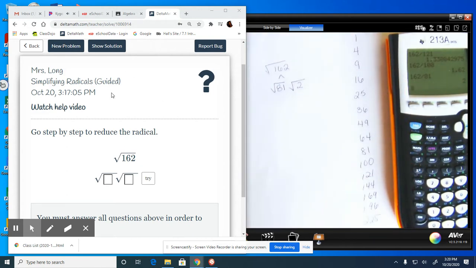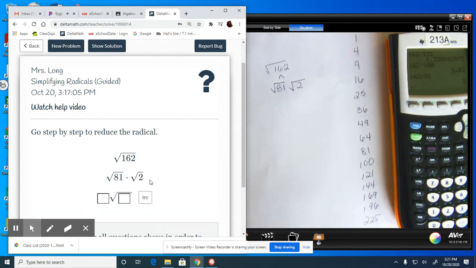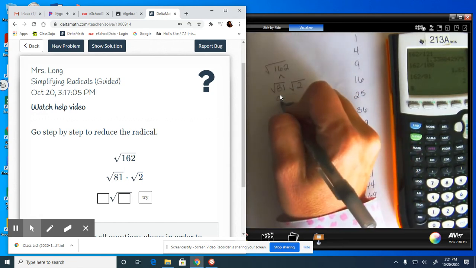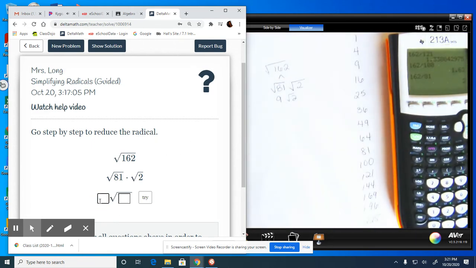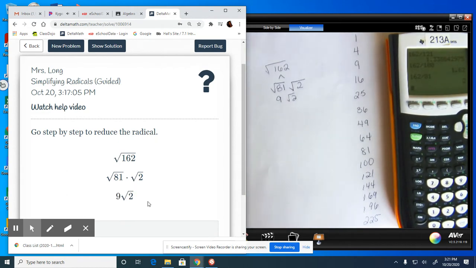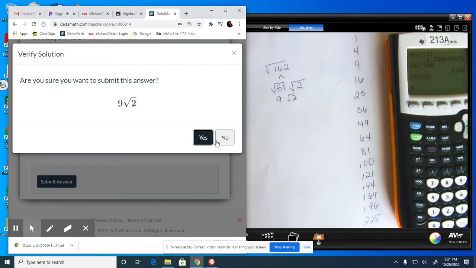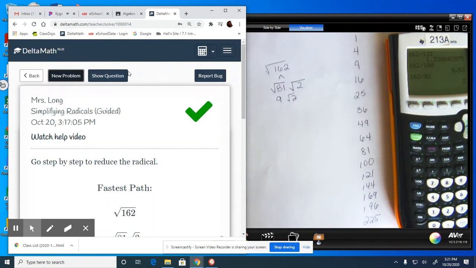Okay, so this section of simplifying radicals is guided, which means you're going to have to put in step by step. So we have 81 and radical 2. So I'm going to put 81 in the first one and 2 in this one, and I hit try. And I got it correct. So now it's going to set me up to go even further. So the square root of 81 in this case would be 9, and the radical 2 stays the same. So then we have this box over here to put the 9 that breaks free, and underneath the radical remains 2. And you try it, submit your answer, and it's correct.